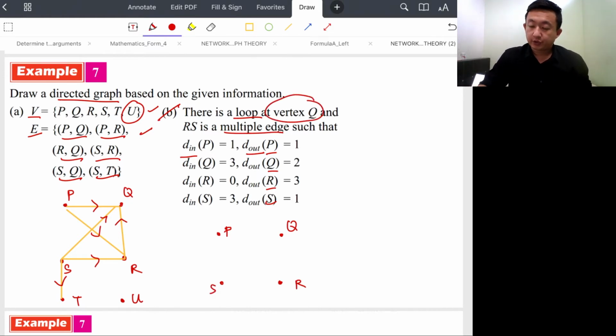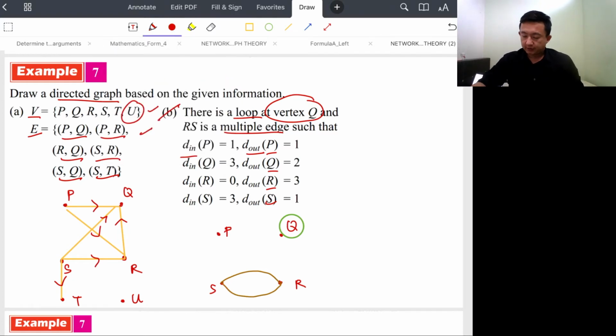Okay, I look at this one. Look at vertex Q. I start with information that is very specific. What else? Multiple edges at RS. So maybe I use a different color. Okay, we must give direction, you know. But how do we know? We have to check. You have to check out RS.